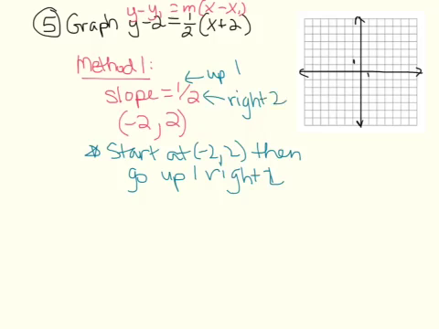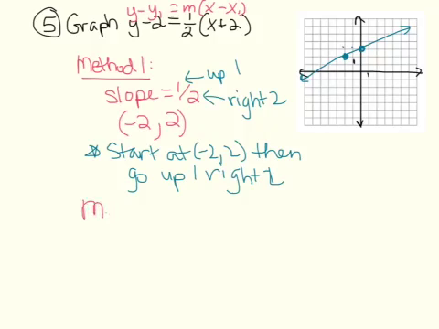So if I were to do it that way, I would go over to the point -2, 2. Then use my slope, I would go up 1, right 2, and I would end up getting a point right there, draw the line through it, and that's my answer. So that method, I think, is often confusing for people, but it really is the fastest way to do it.